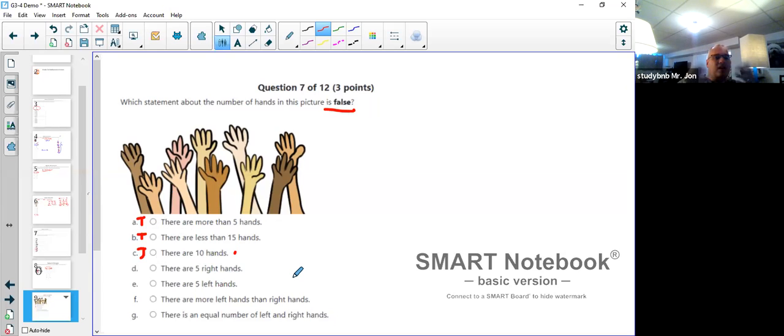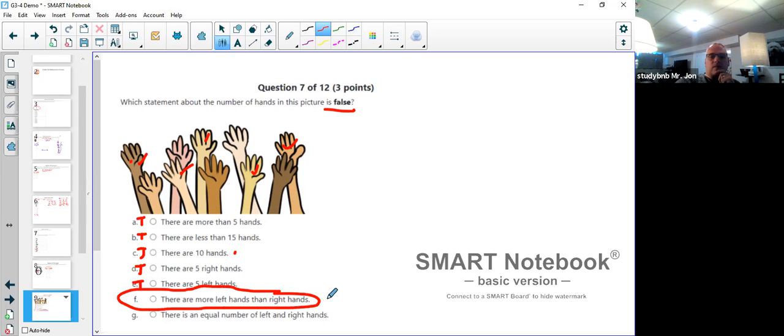How do you tell if it's a right hand? You've got to look at the picture, right? Is it this way or is it this way? So there's a right hand. The thumb is on the right side if it's a right hand, right? So 1, 2, 3, 4, 5. That's true. There are 5 right hands, and I think there are 5 left hands. There are more left hands than right hands. That's not true, right? There are 5 of each, 5 rights and 5 lefts. And so this is the one that's false. Part F.